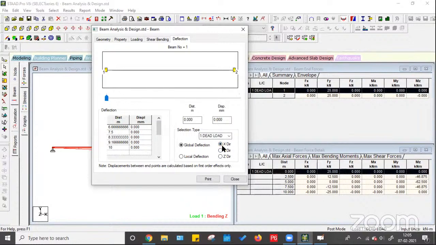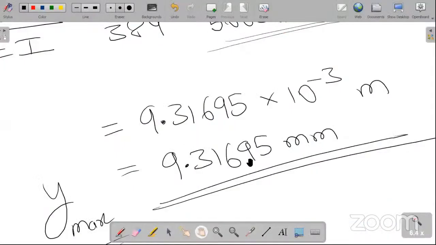So which will be the deflection, X, Y, or Z? Just look at this coordinate. Y is the upward direction, so deflection will be upward or downward. So we'll check on this Y, and you can see this is our value, 9.317. You can even put the distance here as 5, and you will get this displacement value, 9.317.